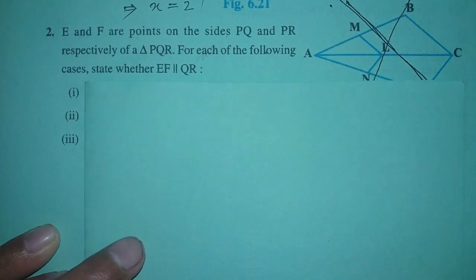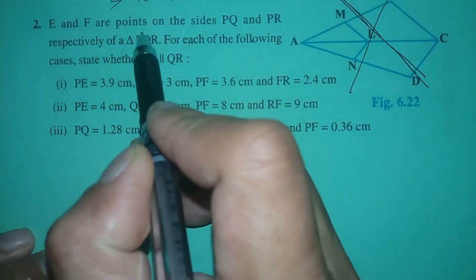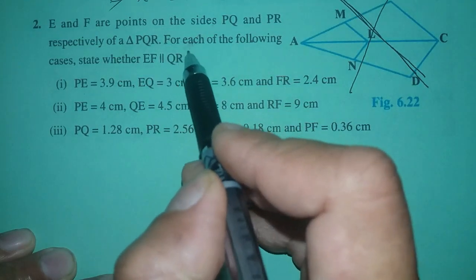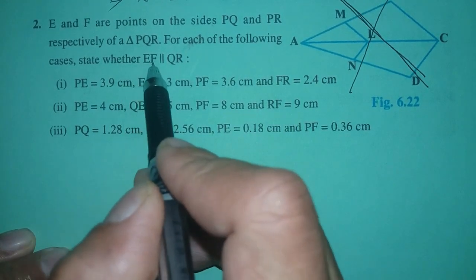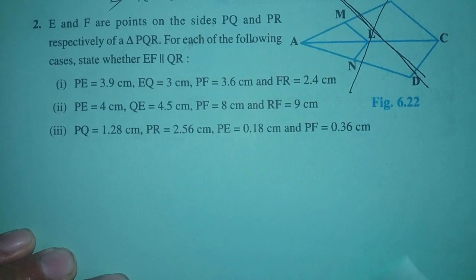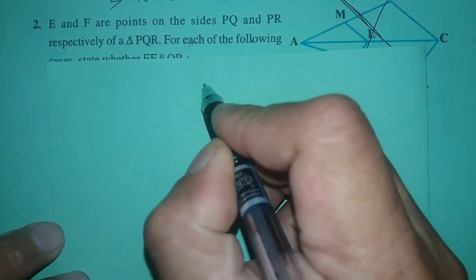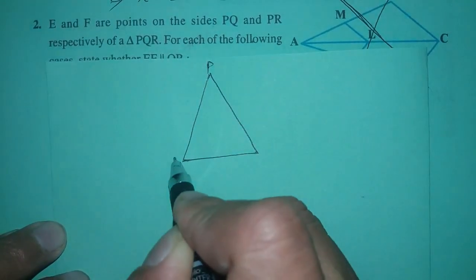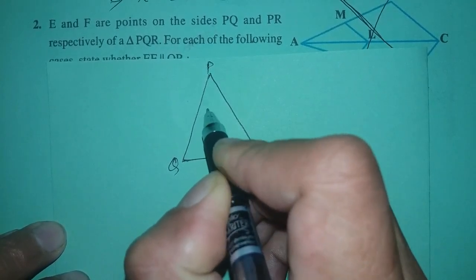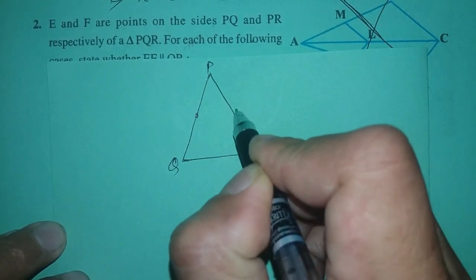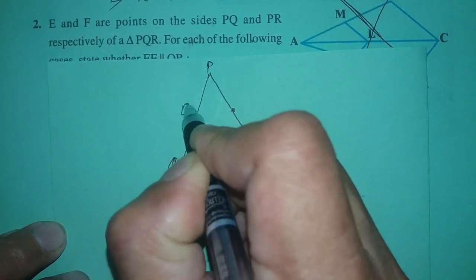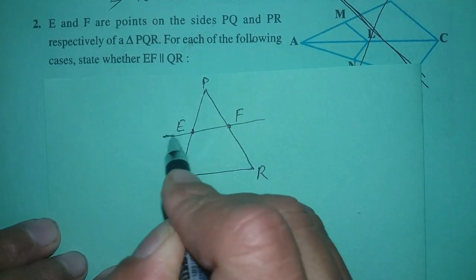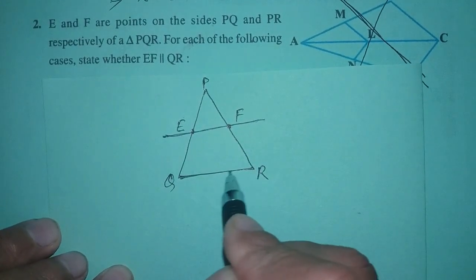Here what the question says is E and F are points on the sides PQ and PR respectively of a triangle PQR. For each of the following cases, state whether EF is parallel to QR. So in a triangle PQR, E and F are points on the sides PQ and PR. Here E and here F. Now we're going to see whether a line through these will be parallel to this line or not.